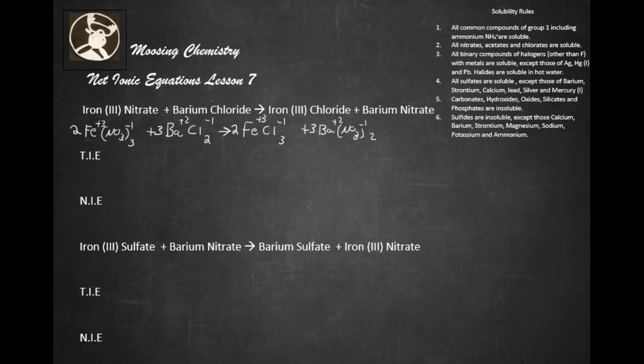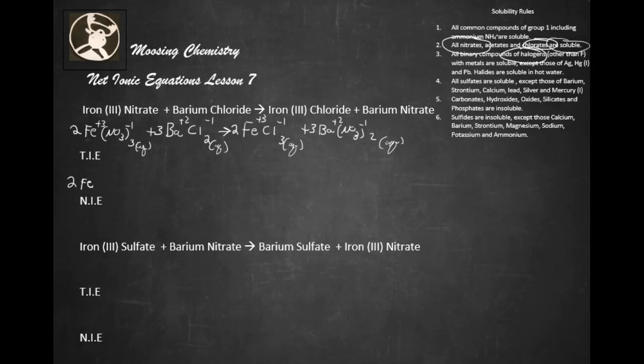All right. And now, remember that all nitrates are soluble. So this is aqueous. All chlorides are soluble. That's the same thing with all compounds that are halogens, and chlorines are halogens, and it's not F, so it's soluble. So this would be AQ. Again, all halogens are soluble, AQ. All nitrates are soluble, AQ, which means aqueous.